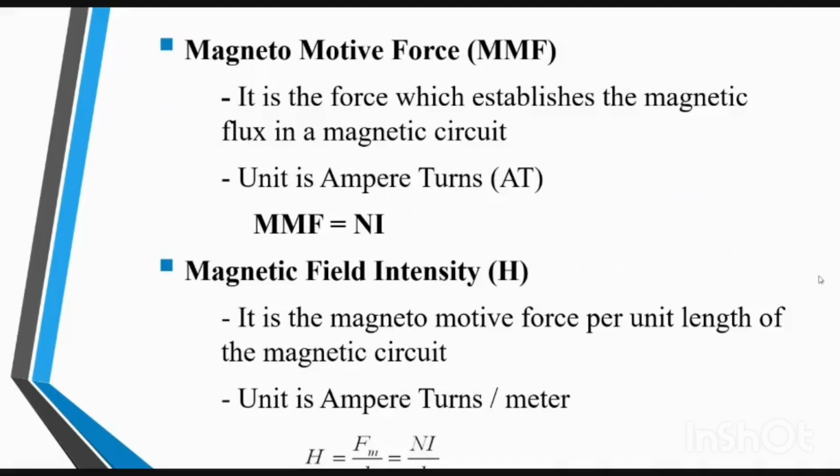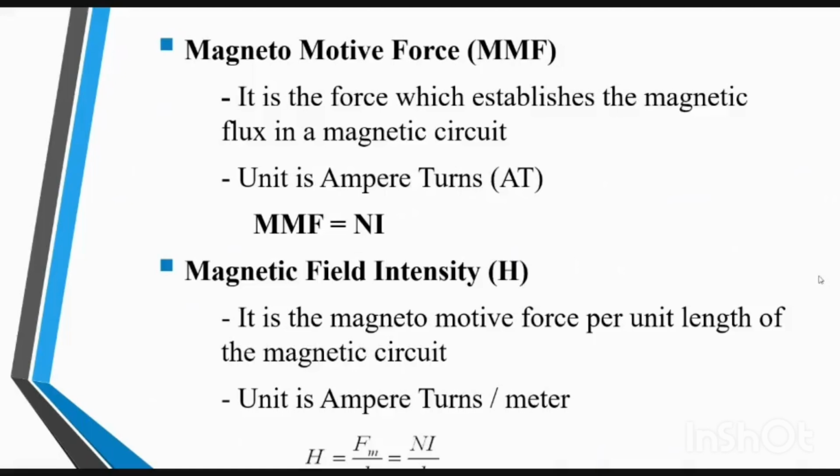Magnetomotive force, or the MMF. It is a force which establishes the magnetic flux in a magnetic circuit. The unit is ampere turns, AT, and the equation is MMF equal to N into I, where N is the number of turns and I is the current flowing in the coil.